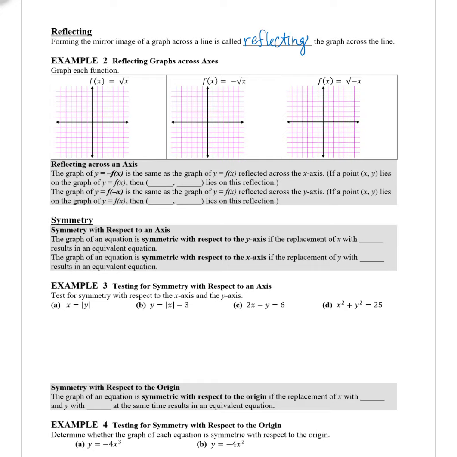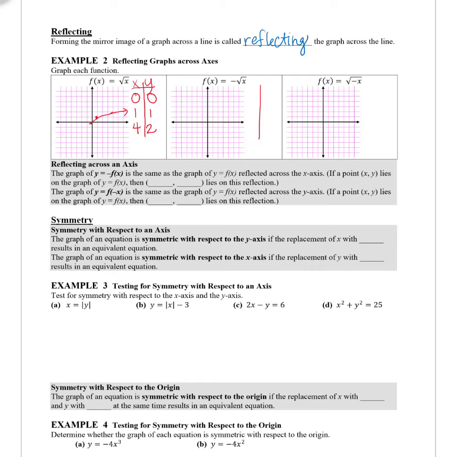So let's graph each function. We've already graphed f of x is equal to the square root of x, and I will draw the table again here. We let x be 0, 1, and 4. If we take the square root of 0, it's 0, square root of 1 is 1, and square root of 4 is 2. We plot the points and draw the graph.